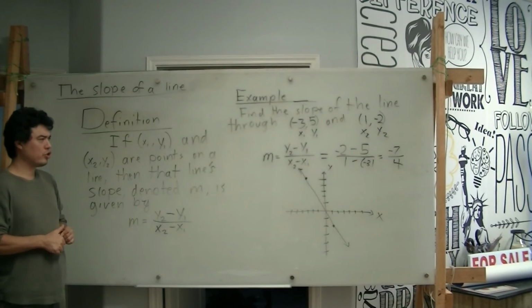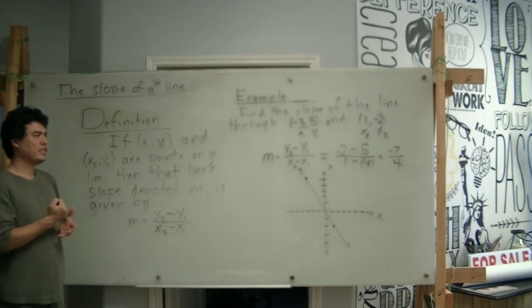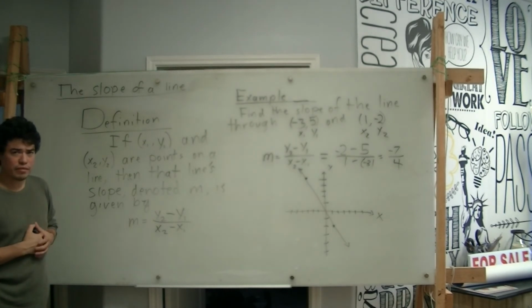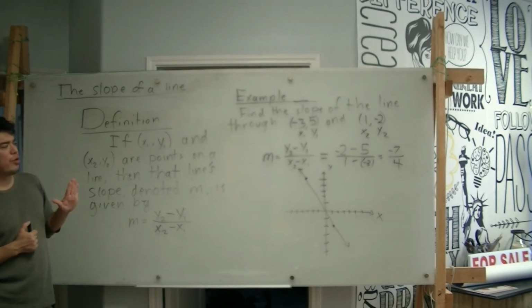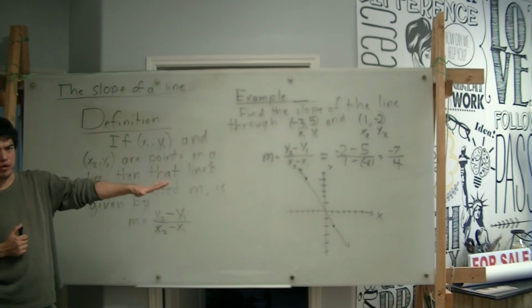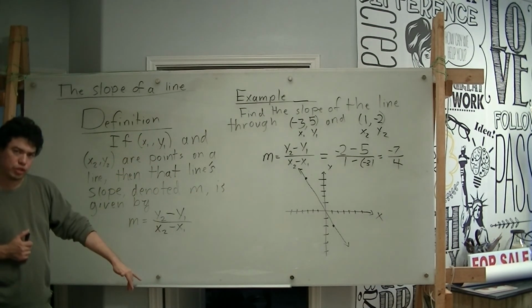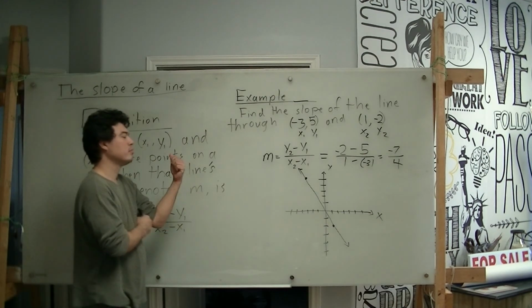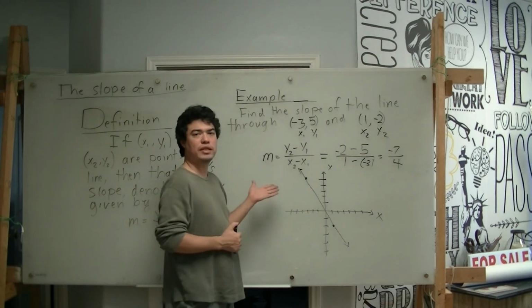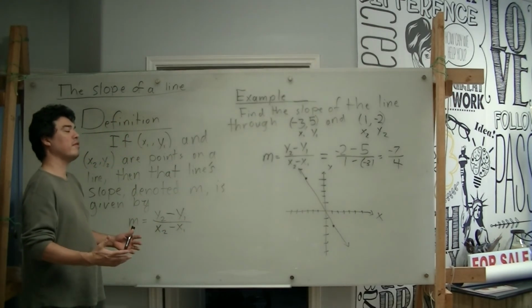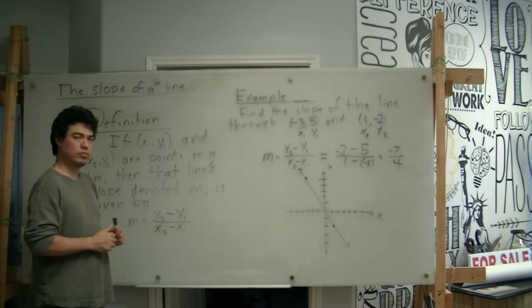And going back to our interpretation of the slope as the rise over the run, this slope that's negative means that for every run of 4 units in the right direction, we get 7 units in the down direction. And there we have it. This example of finding the slope of the line through the points (-3, 5) and (1, -2). See you soon.